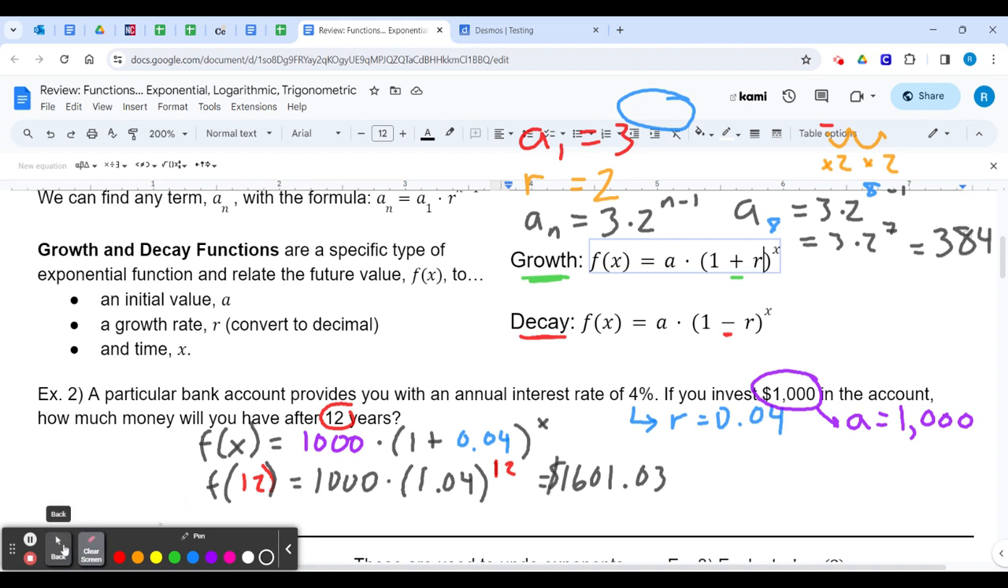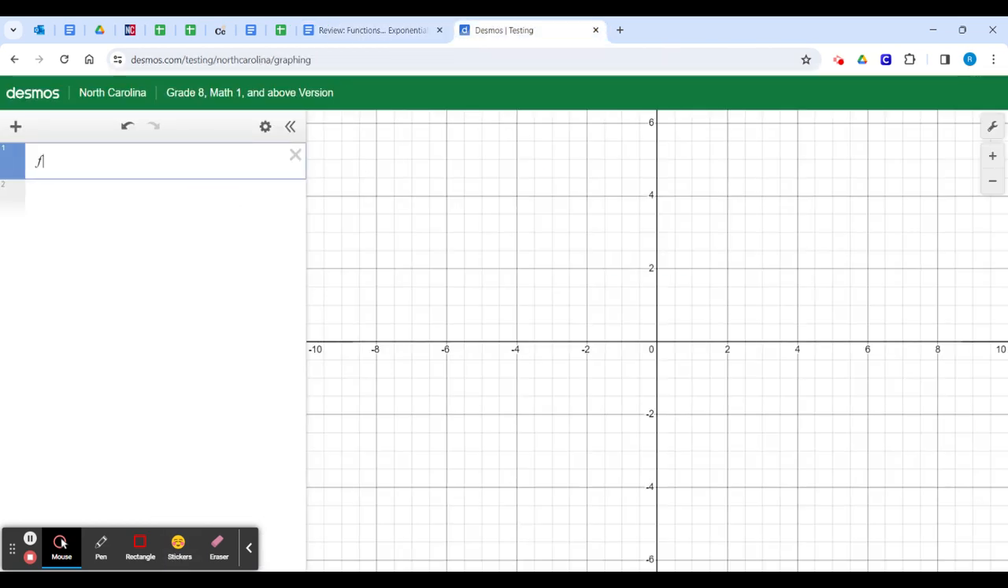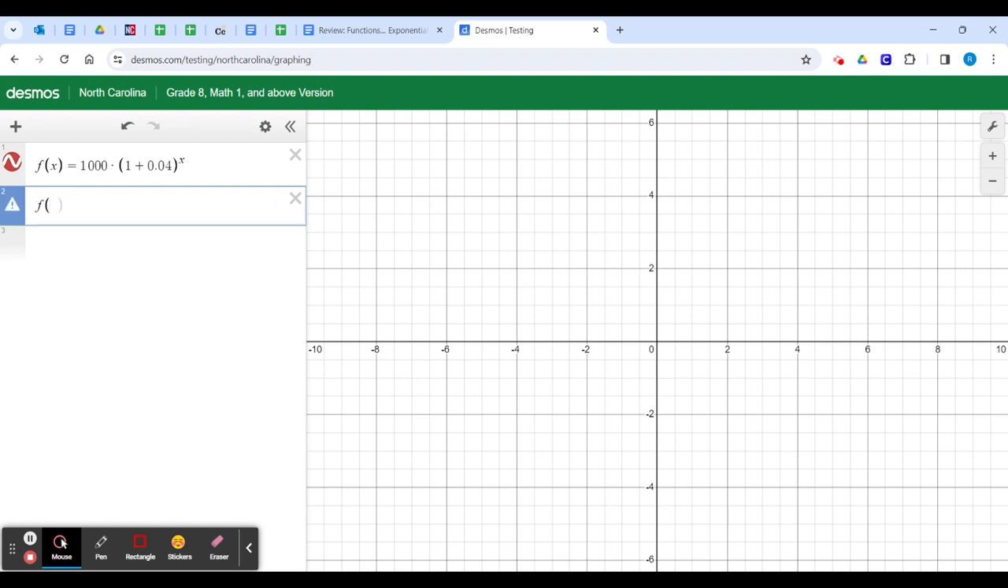And actually, let's go into Desmos. Let's type that in and just see something cool that we can do. If we type our generic formula in, that f of x equals 1,000 times 1 plus 0.04 to the x, we can actually below that then type in anything we want. If we want to see what it is after 12 years, we can type in our f of 12. You'll notice that gives us 1601.